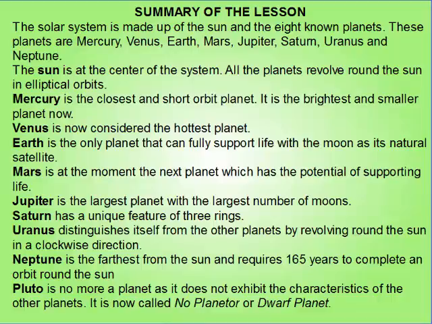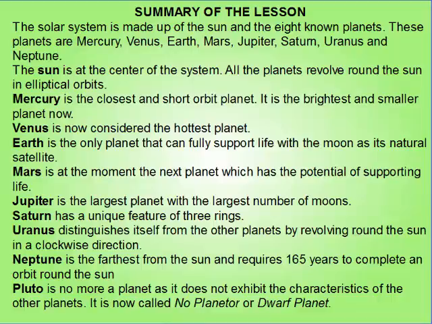Venus is now considered the hottest planet, while Earth is the only planet that can fully support life with the moon as its natural satellite. Mars is at the moment the next planet which has the potential of supporting life. Jupiter is regarded as the largest planet with the largest number of moons, 67. Saturn, the next largest planet, has a unique feature of 3 rings.